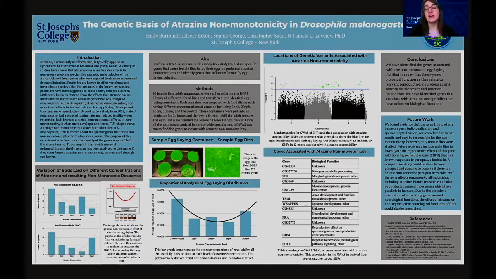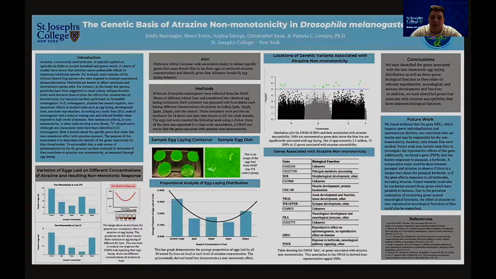In D. melanogaster, atrazine has caused negative, non-monotonic effects in studied traits such as egg laying, development time, and male reproduction. According to a study from 2015, male fruit flies had a reduced mating rate and reduced fertility when exposed to high levels of atrazine. Non-monotonic effects, or non-monotonicity, is when traits develop a non-linear U-shaped curve. The purpose of this experiment is to determine the identity of the genes responsible for the non-monotonic characteristic.